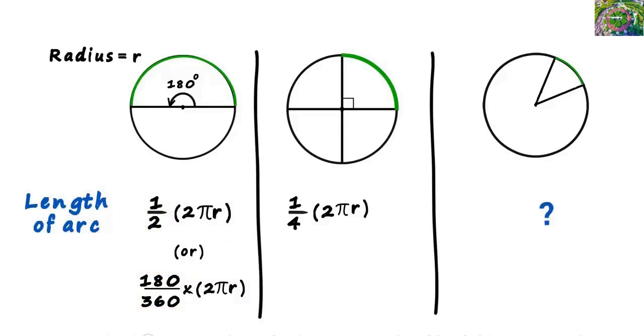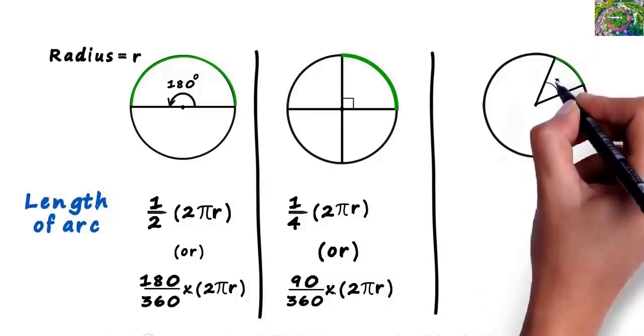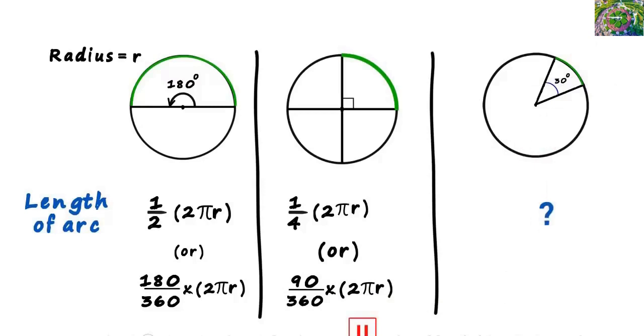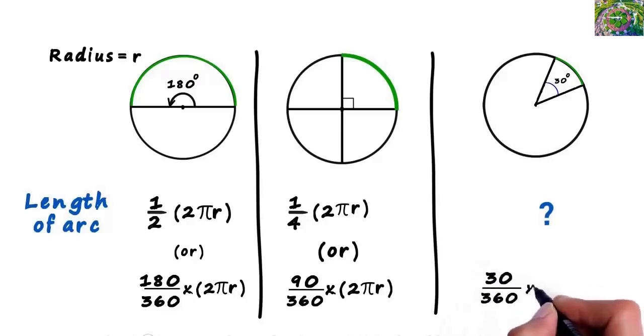You will understand better with this second example. This arc subtends an angle of 90 degrees at the center. So its length will be 90 by 360 multiplied by 2 pi r. Now what will be the length of this arc if the angle subtended by it is 30 degrees? It will be 30 by 360 multiplied by 2 pi r.